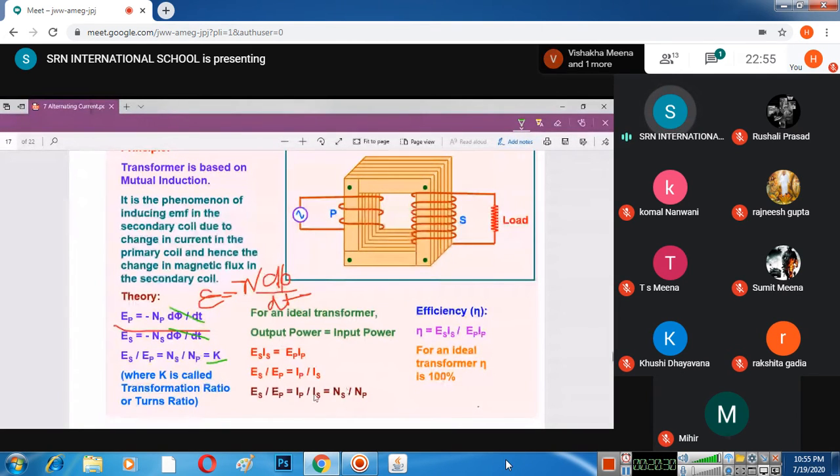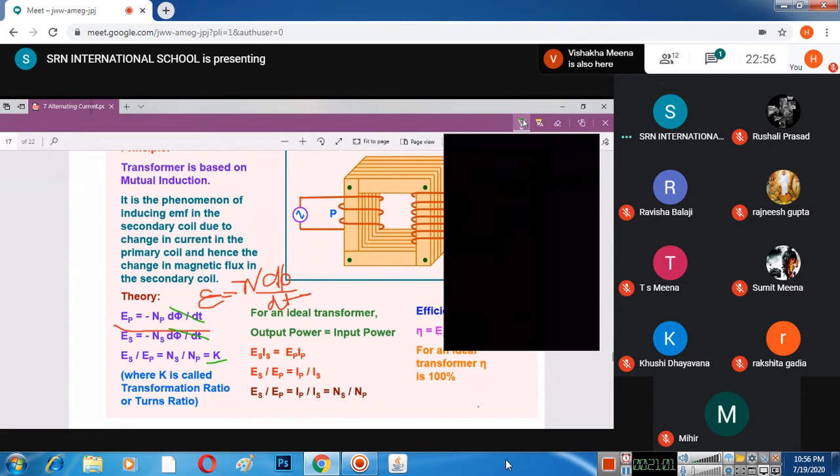ES by EP is equal to IP divided by IS. That means the potential linked with the secondary relative to the potential linked with the primary. This is also the efficiency of transformers. For ideal transformers, efficiency is 100%. One more thing, we can categorize these transformers depending upon this turn ratio.